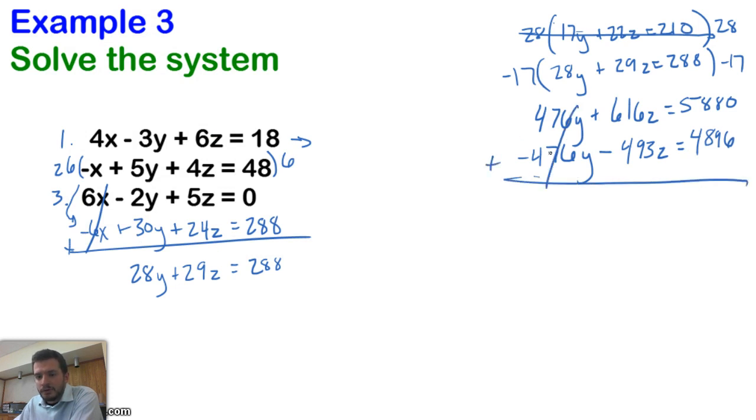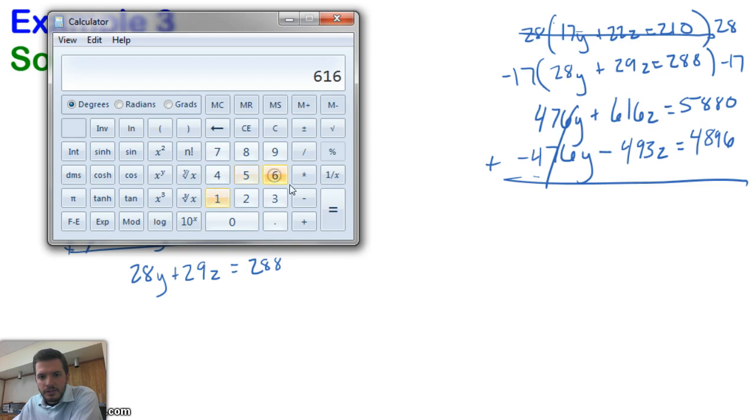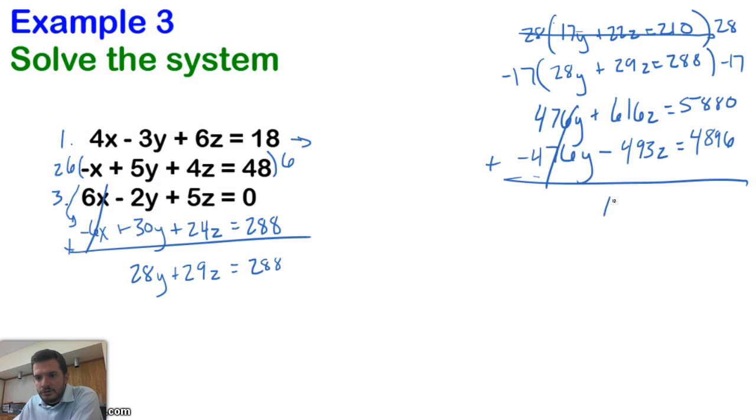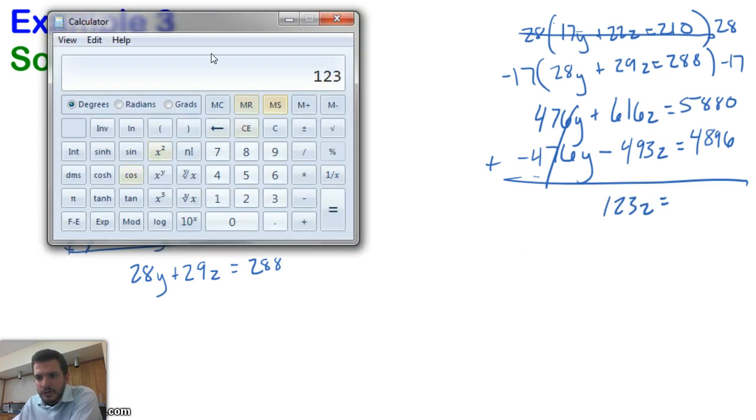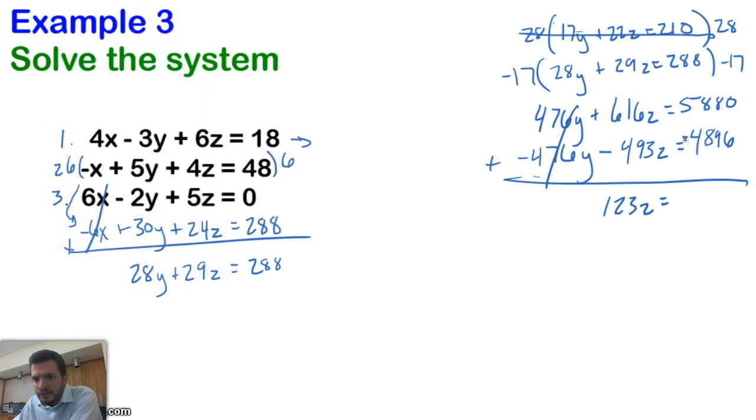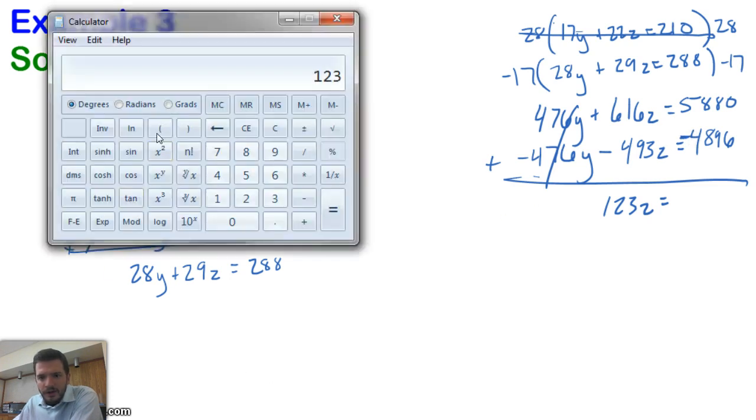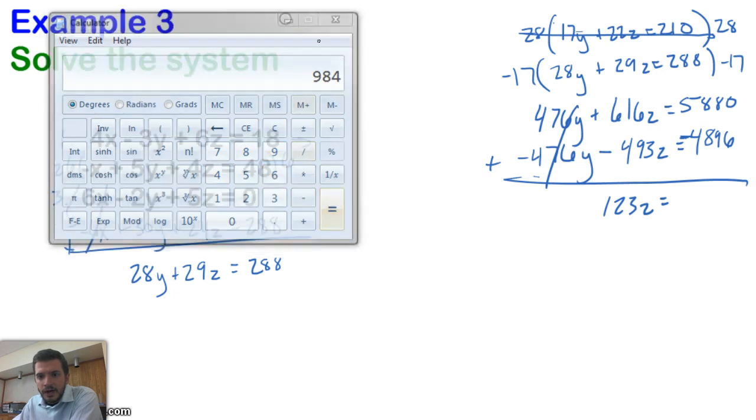These cancel here. So again, I'm going to do 616 minus 493, which is 123z. Then we'll do the same thing here. Oh, and this should be negative. Excuse me, this should be negative right here. Sorry, guys, sorry I missed that. Last thing, it'll be 5,880 minus 4,896. So 984.